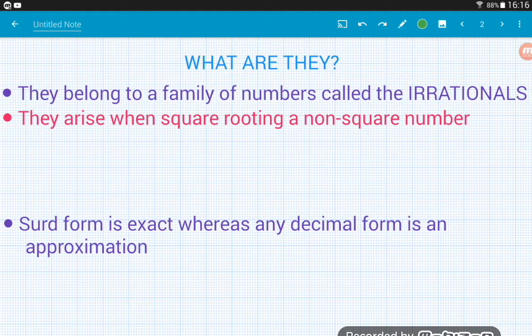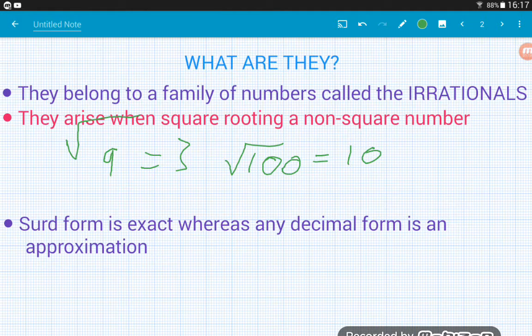For example, we're probably all pretty happy that if we tried to square root 9, we wouldn't really have much of a problem. We know the square root of 9 is 3. If we tried to square root 100, we know the square root of 100 is 10. So those aren't surds, because we can express those as nice, normal, rational numbers.